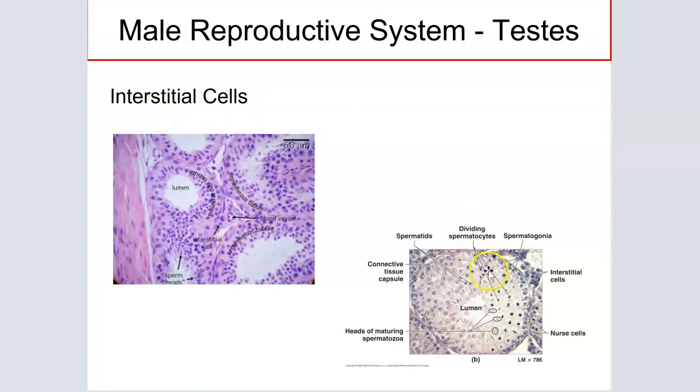Here's another view of a seminiferous tubule. There's the lumen, that's where all the sperm end up. That's how they leave as they funnel towards the inside and they're produced.